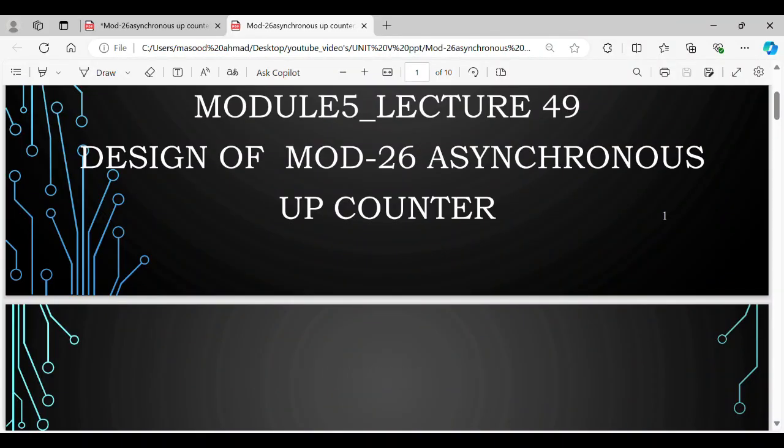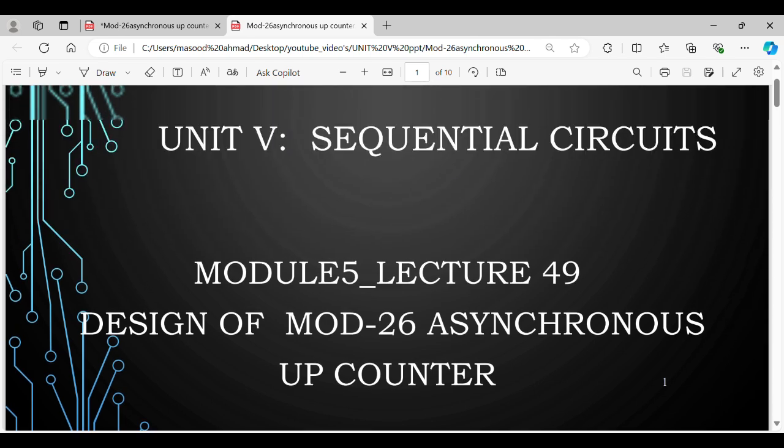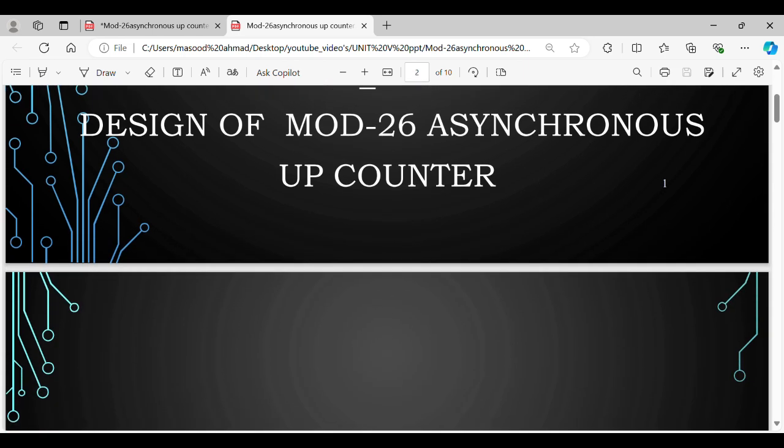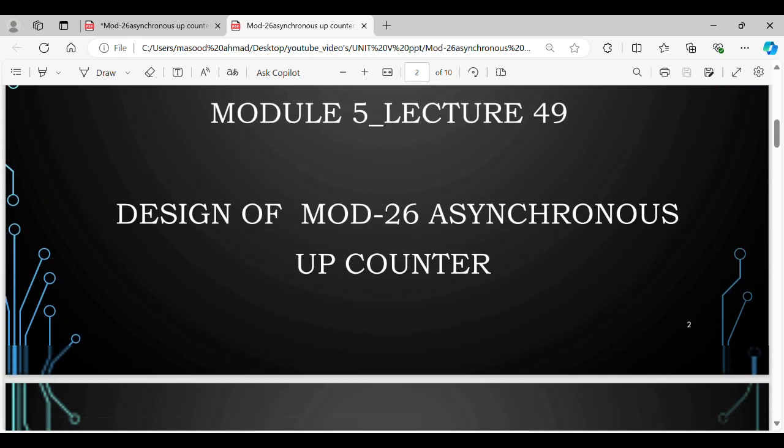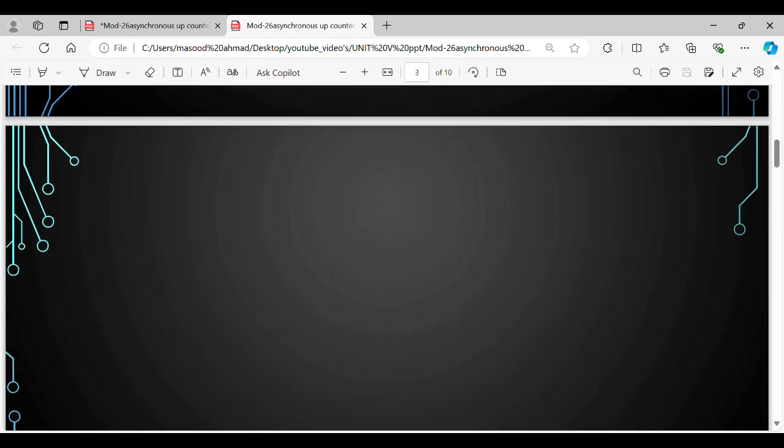Dear students, now we are going to look at the design of a Mod-26 asynchronous counter. We have seen so far synchronous counters and asynchronous counters using various flip-flops. In asynchronous counters, we have used the T flip-flop, the JK flip-flop, and the D flip-flop. What we have not used is the SR flip-flop. In this example, I would like to use the SR flip-flop.